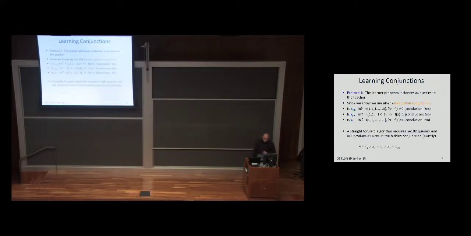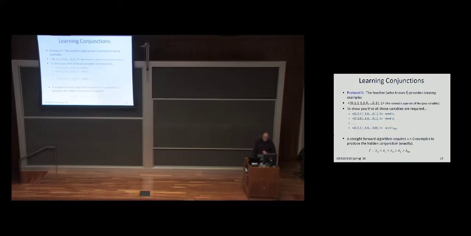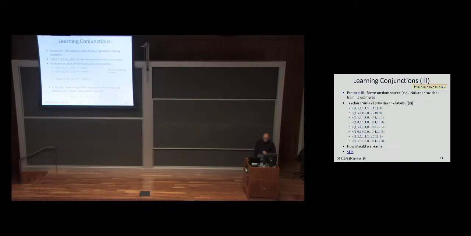So we said protocol 1 was easy. We saw that we can actually learn exactly the conjunction with a small number of examples. Protocol 2 was also easy, and we saw that we can learn exactly the conjunction with a small number of examples. And protocol 3 was a little bit more involved. So we developed an algorithm for this.